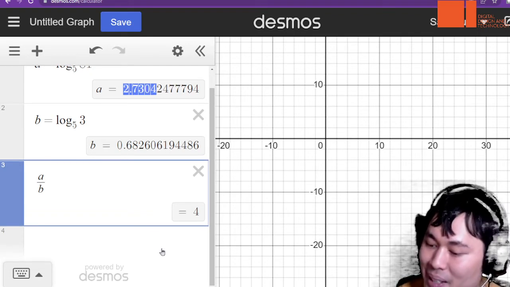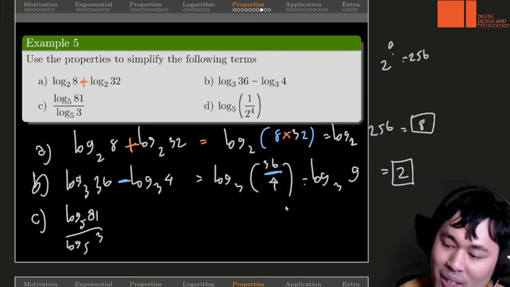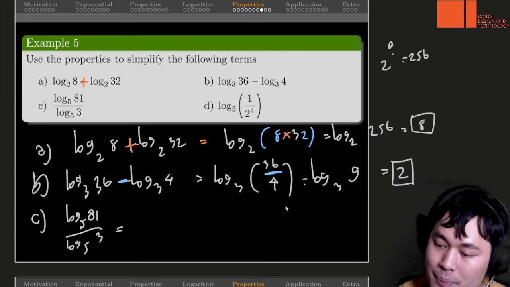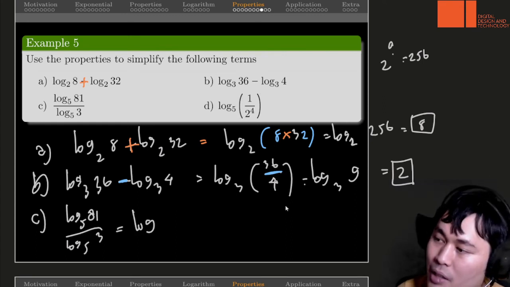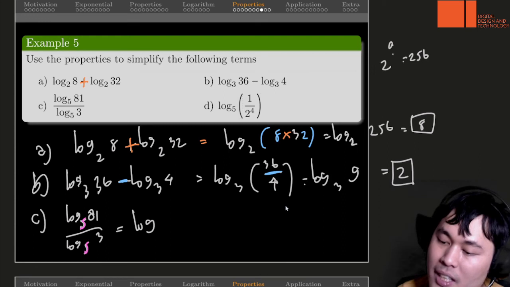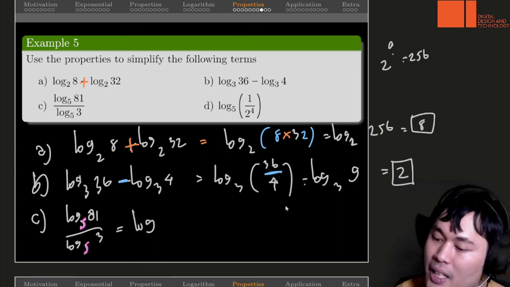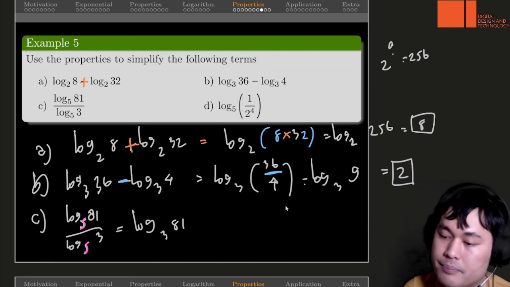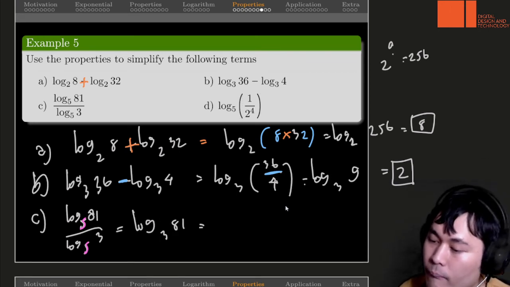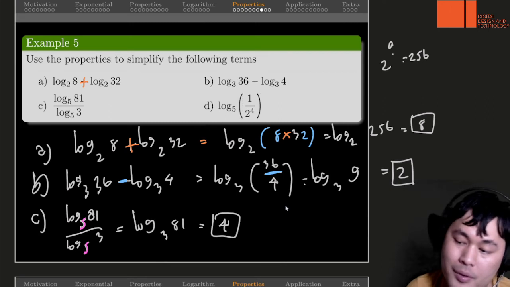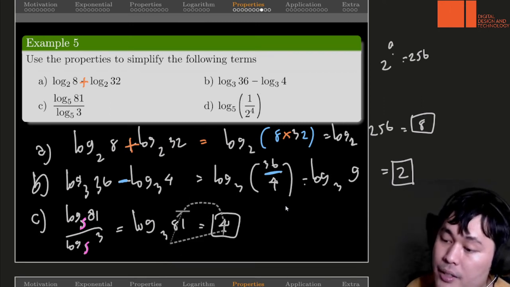But the way you do this is, I use the property that if you have a division of logs and they share the same base, then you can translate that into a single log. And this, again, is 4. 3 to the power of 4 is 81.